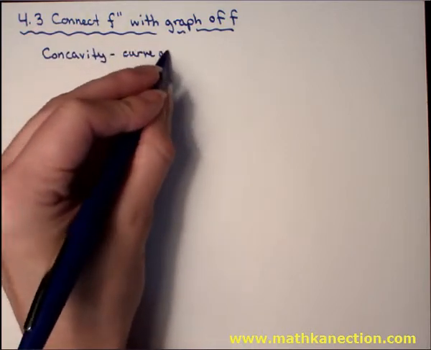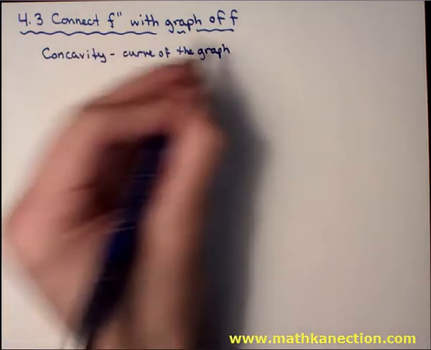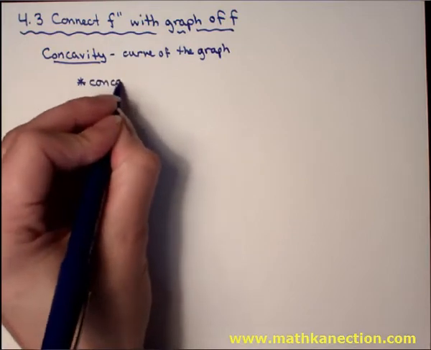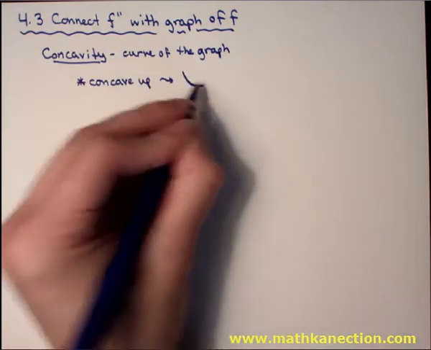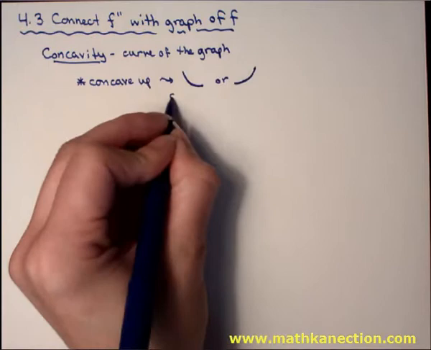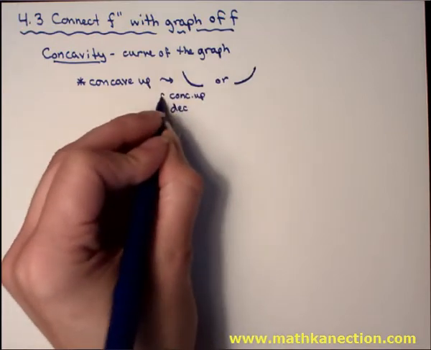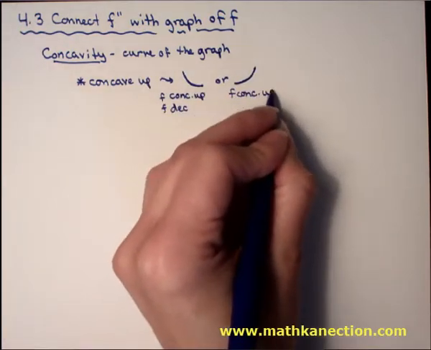The concavity of a graph is talking about the curve of the graph. So you can have two different situations. Either the graph can be concave up. Concave up means curved upward. And curved upward can be concave up and f is decreasing, or f can be concave up and f is increasing.